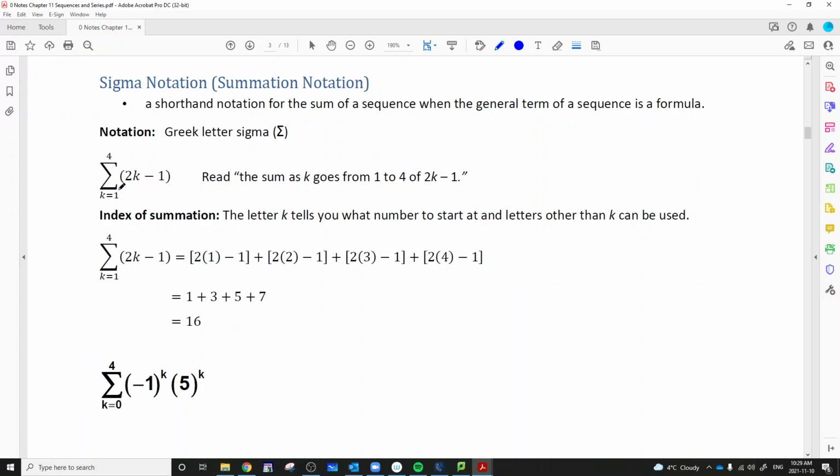So this is saying that you're going to find the sum of the terms from where k is 1 to where k is 4 for the general term 2k minus 1. So that letter k tells you what number to start with putting in for k, and then the top one tells you what number to stop putting in for k, and you always use natural numbers, okay? So if I asked you to actually find the sum of 2k minus 1 from where k is 1 to k is 4, you'd put in k is 1, k is 2, k is 3, and k is 4, and then you would add the terms together.